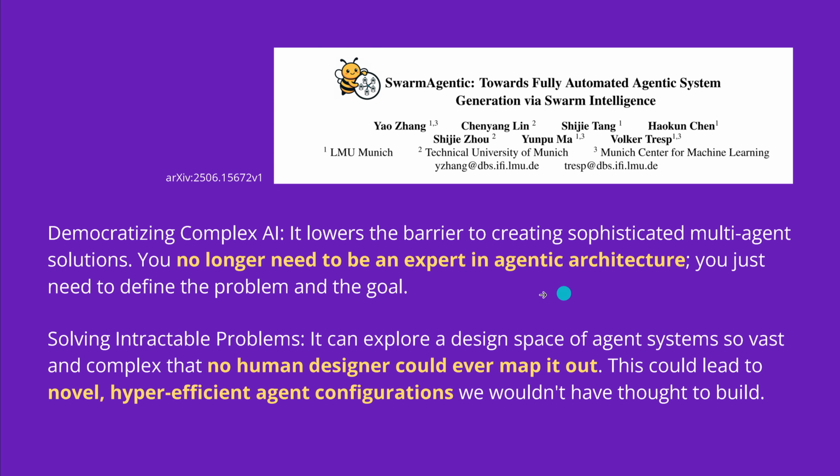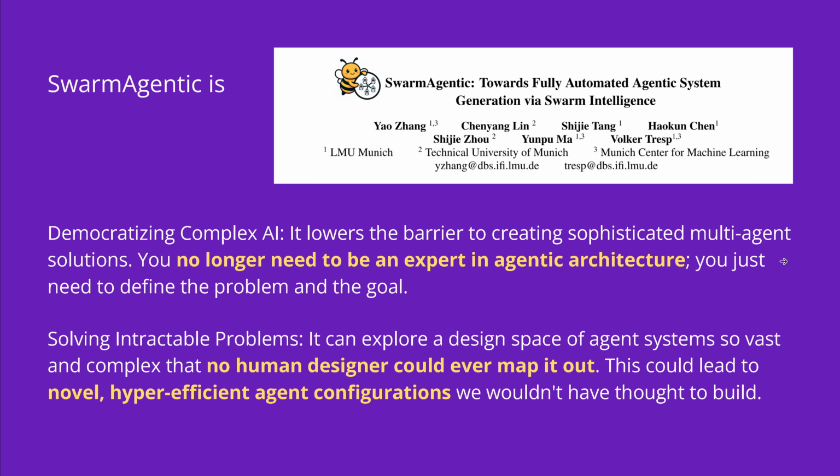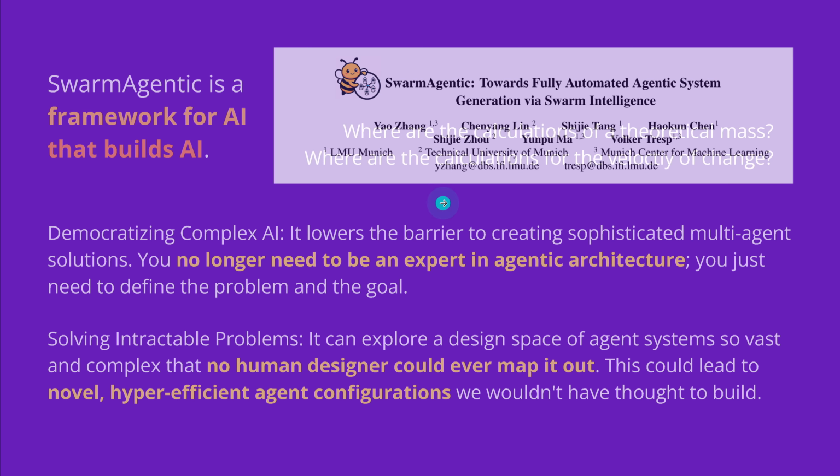And no human designer could ever map it out if we have real complex design spaces of agentic systems, so vast and so complex. No human can do this. This will lead to novel, hyper-efficient agent configurations. And you say, my goodness, their marketing is excellent. But if you forget about the marketing, you know what it is? It is a framework for AI that builds AI.